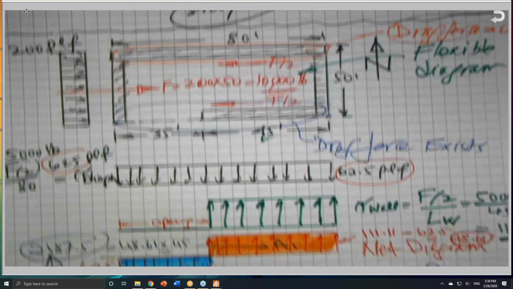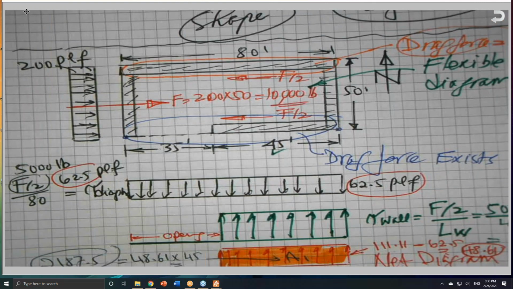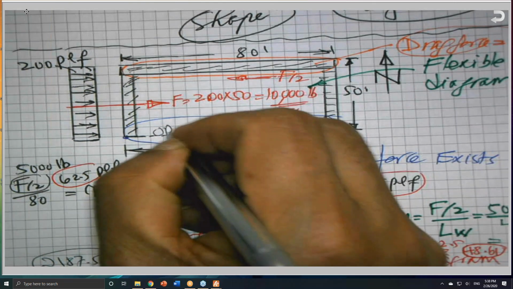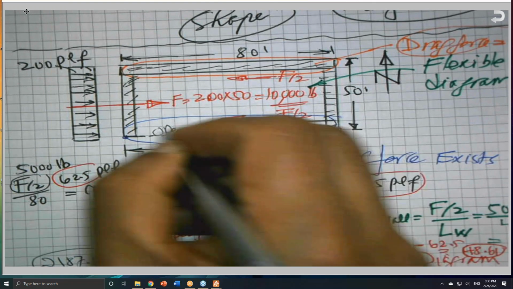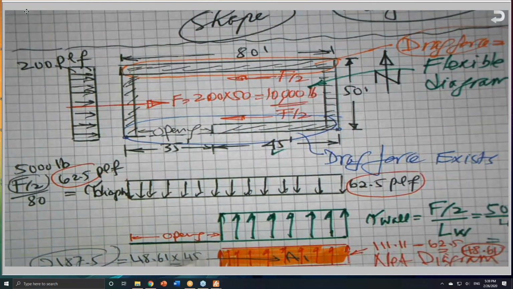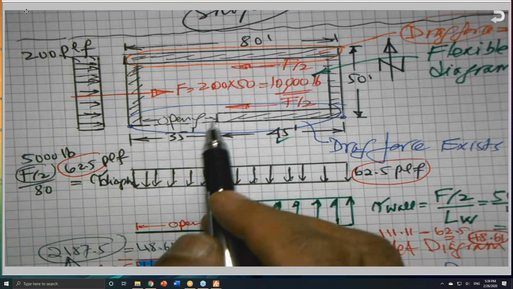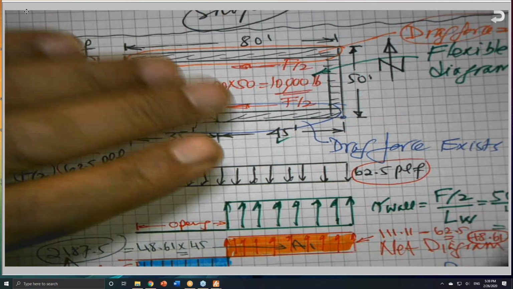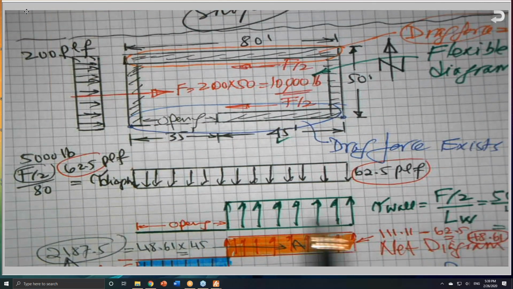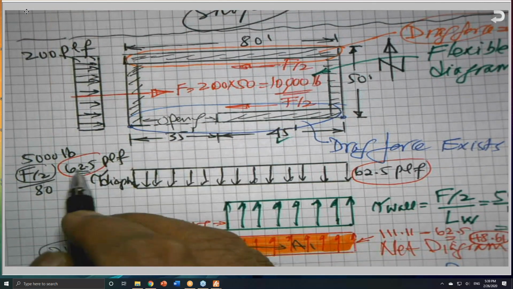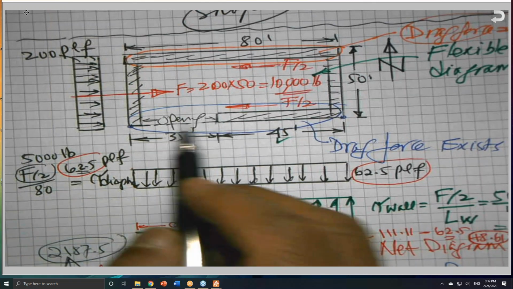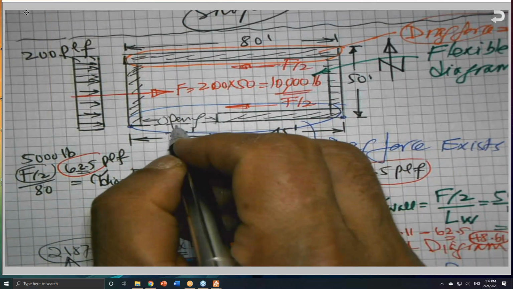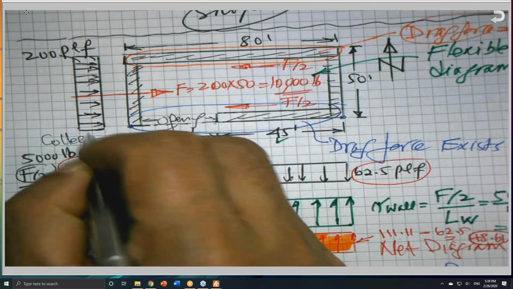But you can say, wait a second. This opening here, the 35 feet. The diaphragm exists over this opening. Diaphragm is the roof. The roof must exist over the door. Is this correct? So the diaphragm exists over this opening. The diaphragm has shear. Every 1 linear foot is 62.5. Who is going to take this shear? We have a collector here. It's called collector. Remember, it's called collector.